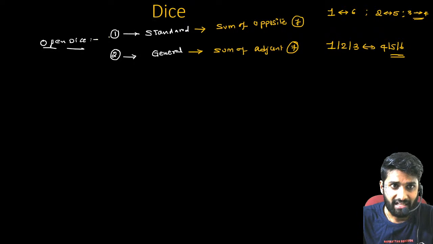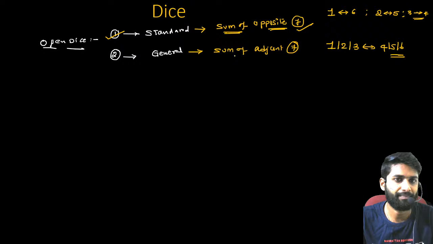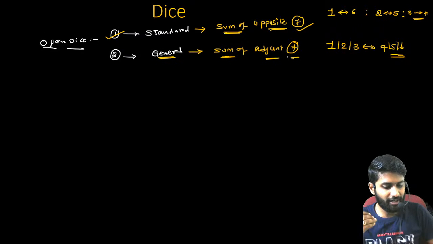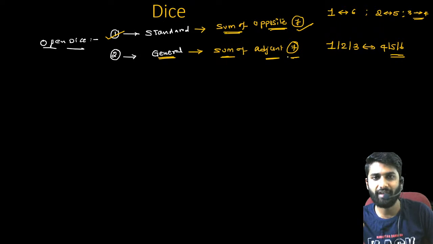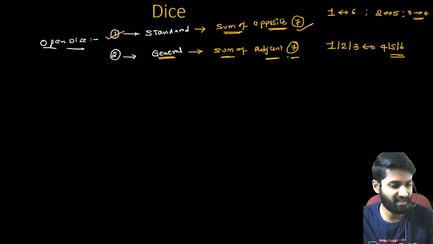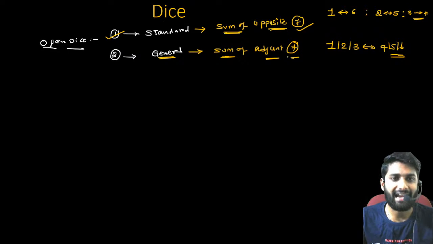Remember, guys. First of all, a standard die deals with the sum of opposite numbers being 7. If it is a general die, the sum of adjacent numbers is 7. According to the definition, you feel that okay, standard die recognition is very easy. But identifying a standard die is actually difficult, guys.